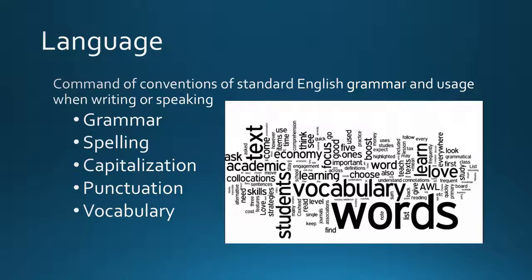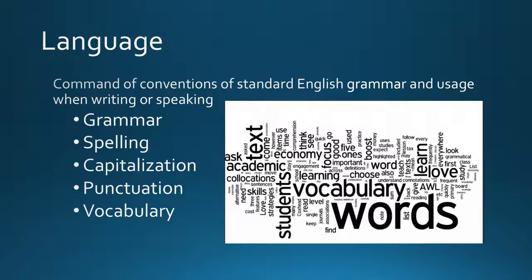The final area is language, and that is the command of conventions of standard English grammar and usage when writing or speaking. Grammar is assessing whether you're able to speak and write using proper English grammar. Spelling is being able to spell words accurately and efficiently.